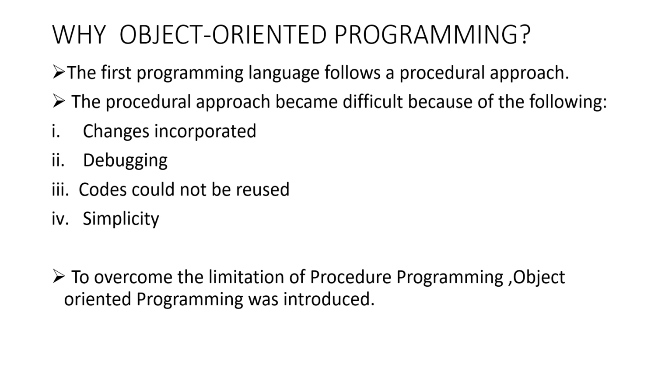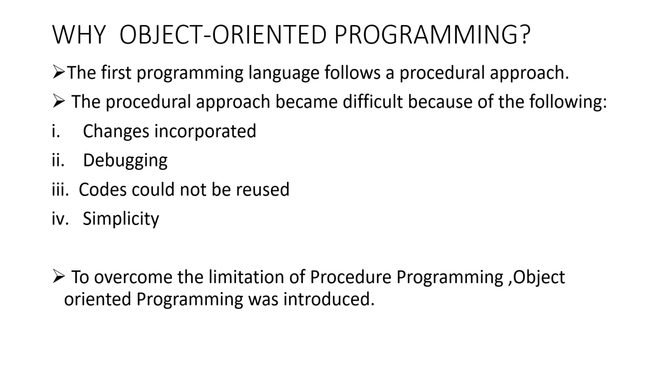But with this approach, there were various limitations involved. And that was why object-oriented programming was invented. To start with, this procedural approach uses what we call the procedural programming paradigm, and it involves so many factors. Like we have changes incorporated became a difficult thing, debugging became difficult, code could not be reused, then simplicity also was a problem.